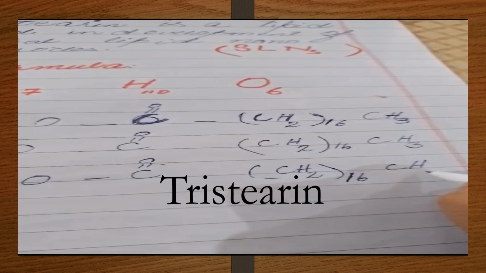SLNs. Again I am explaining tricitrine. Tricitrine, listen, is a lipid used in the development of solid lipid nanoparticles. Carbon we have 57, H is 110 and oxygen is 6.